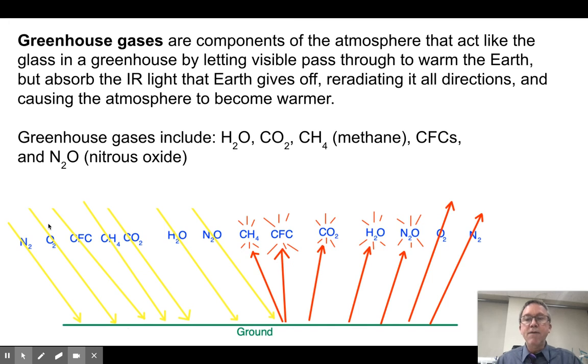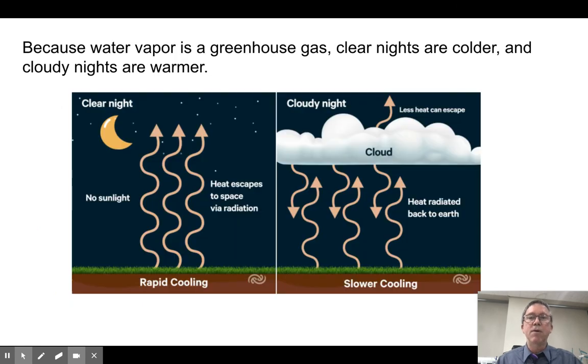Here's why. All of these ones let visible light through just like the glass of a greenhouse. But when infrared light interacts with them on the way out, they absorb that infrared light just like the glass of a greenhouse. They get hot, they wiggle, they make infrared light, which is re-radiated in all directions, half of which bring them back to the ground. And they keep the world warm.